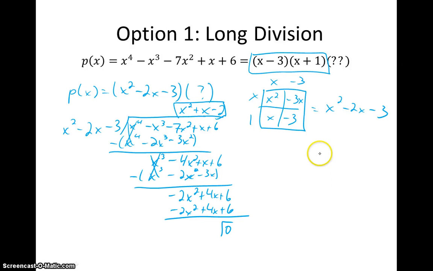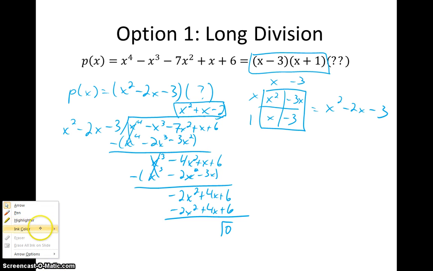Okay, so let's finish this problem. We just found, using long division, that our quartic polynomial here can be factored into x minus 3 and x plus 1, and then we got this new factor here, this x squared plus x minus 2. We got it by doing long division.